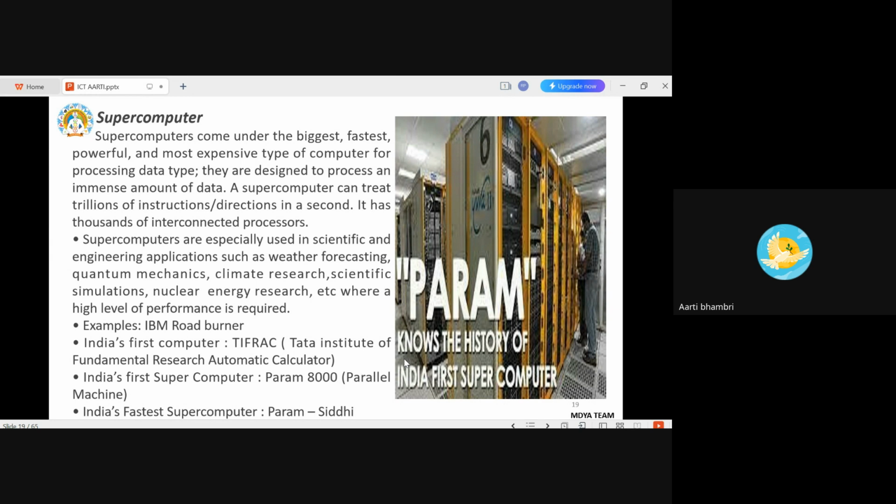Once again, from TIFRAC. TIFRAC is India's first computer. When a question asks what India's first computer is, you will tick the answer TIFRAC. But India's first supercomputer is Param 8000. Okay, got it?